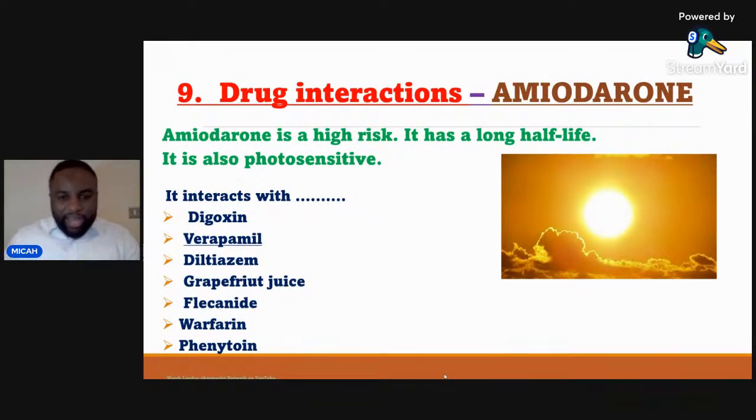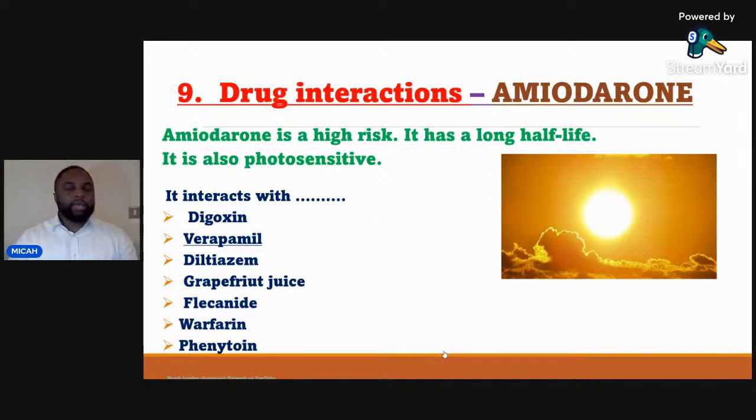Number 9, I have amiodarone. Amiodarone is a high-risk drug. It's also a narrow therapeutic index drug. It has a long half-life. And with amiodarone, if a patient stops taking amiodarone, they need to carry on behaving like somebody who is still taking amiodarone for many months, even after they've stopped. Why? Because the drug stays in the system for months, even after stopping the medication.